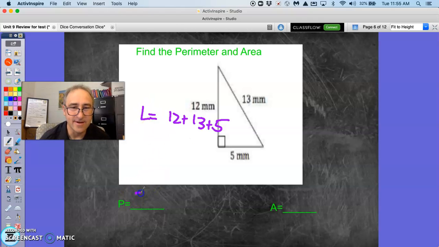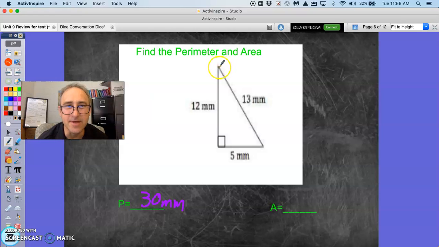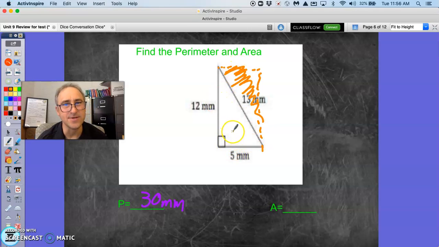And I get 30 millimeters if I travel around. One of the things that I like to do to help me think about how to find an area of a triangle, if I didn't write it down, is I like to make my triangle into a rectangle, because I know that's always length times width. And when I do that, I notice that I'm not trying to find this spot. I only need this spot. What are my two outside numbers?